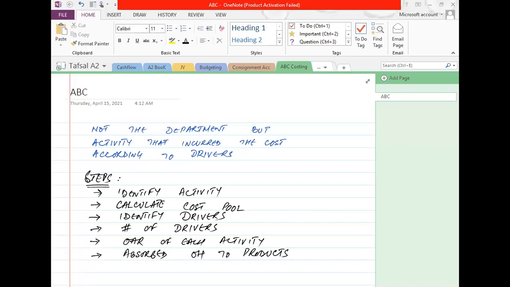So here we are focusing on ABC costing. There are dedicated steps. Identify the activity, accumulate the cost pool or calculate the cost. The method: identify their drivers, calculate their number of drivers, then calculate the overhead absorption rate for each activity. And then absorb according to the consumption of activity.